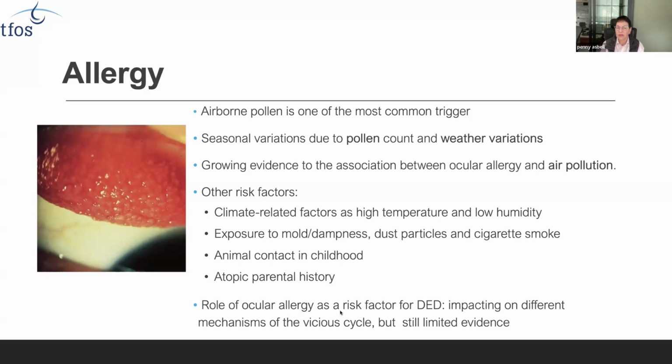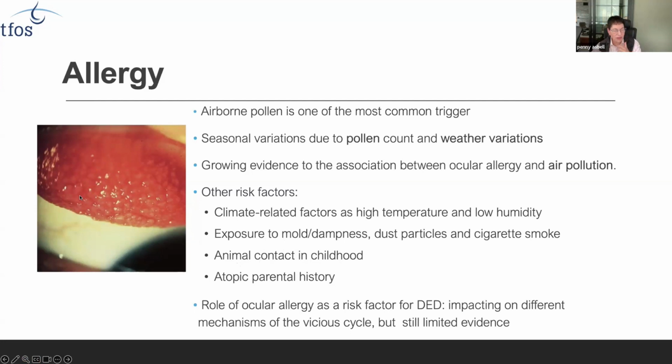There's certainly growing evidence that ocular allergy and air pollution are correlated. Of course, allergies are going to be affected by climate, what's growing, the humidity, the dampness, and we talked about mold, animal contact in childhood, and atopic history of the parents. This is looking at the underneath part of the upper lid, and you can see these giant papillary changes. This patient has very itchy eyes and is really uncomfortable.